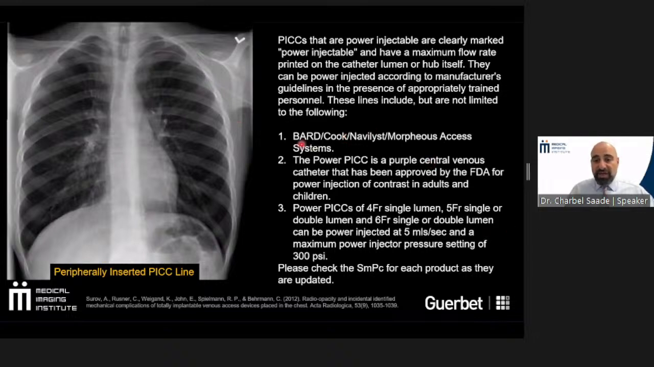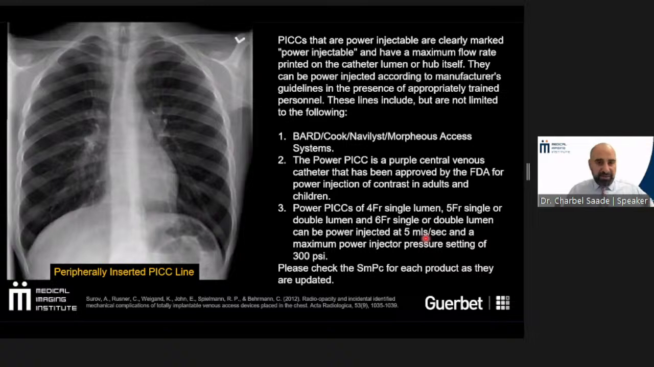Now, if you also look at Bard, Cook, Morpheus access systems, the power PICC is purple. We've discussed that, and they're FDA approved for power injection of contrast in adults and children. And usually, a power PICC is 4 French single lumen, or 5 French single or double lumen, and potentially 6 French single or double lumen as well. And that can be injected up to 5 mL/s.